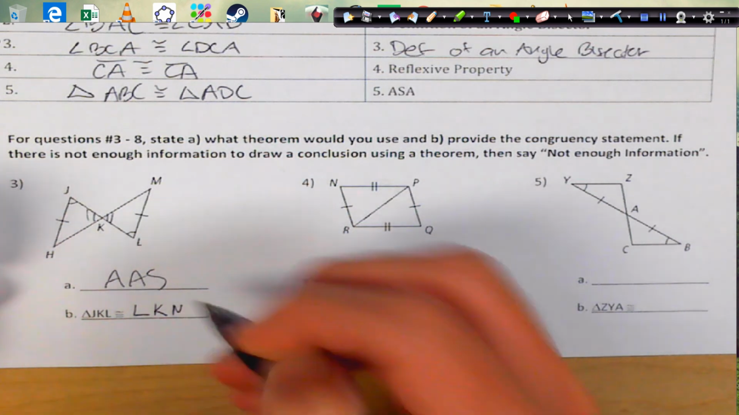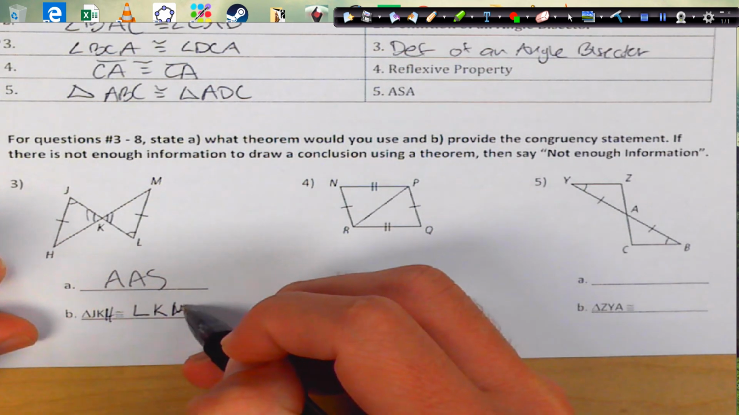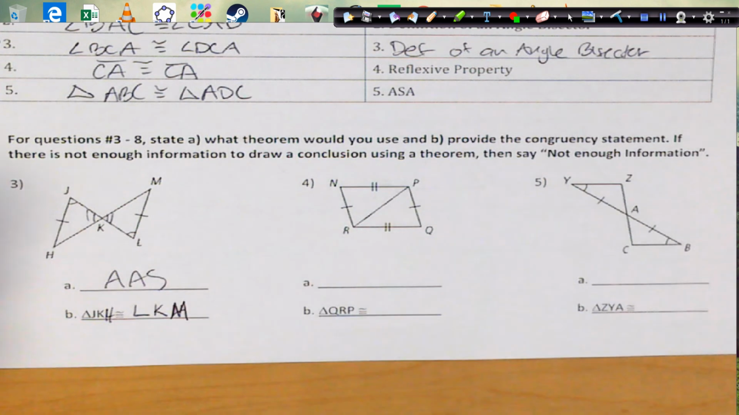L's. I think this was supposed to be H right here. That's going to match up with L. That's really confusing. M, I'm sorry. Second typo we found. So that's supposed to be JKH.